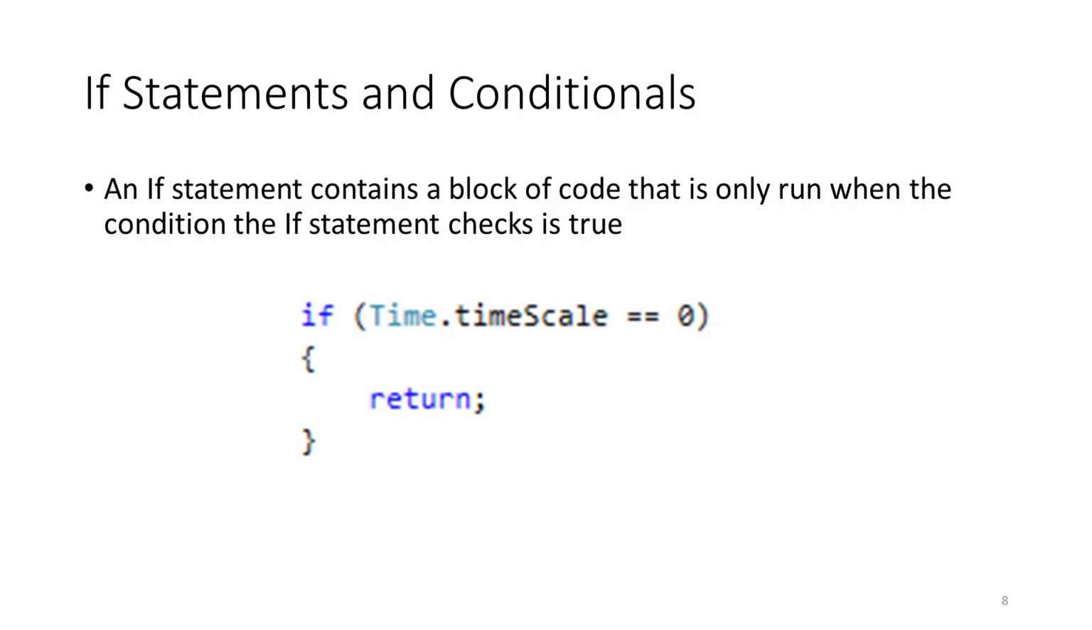If the time.timescale value is indeed equal to 0, then the code within the curly braces is executed. In this case, it is that single line that reads return. If the time.timescale value does not equal 0, meaning our if statement is false, then that code within the curly braces is not executed.